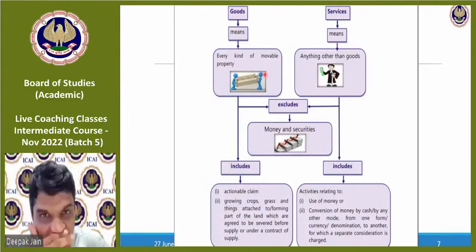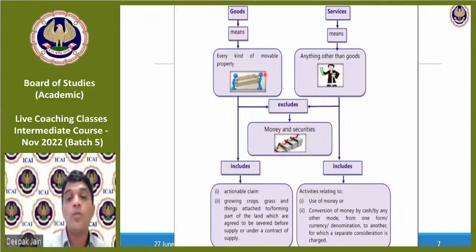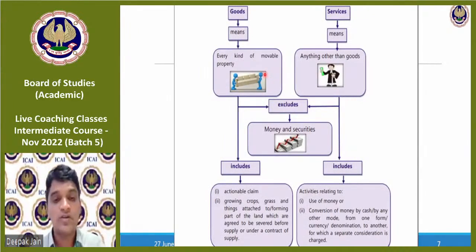So actionable claim and growing crops, grass and things attached to or forming part of the land. Right? Because these are all immobile property. Now, growing crops, grass and things attached to or forming part of the land means it is attached to the land. So you will generally call it immobile property, but read it completely. It says growing crops, grass and things attached to or forming part of the land, which are agreed to be severed before supply or under a contract of supply.